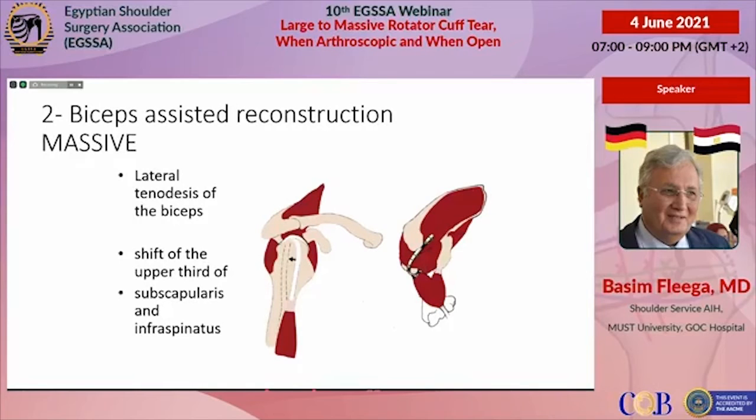Now, the biceps assisted reconstruction, this technique, we lateralize the biceps, we remove it from the sulcus and do a bicep tenodesis laterally so that the biceps is in the middle between the infraspinatus and the subscapularis. And on it, we suture the remainder of the rotator cuff. And finally, we cut the biceps from its origin above the glenoid.